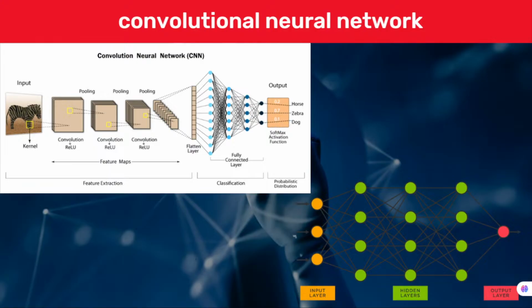ANN will work for normal classification, RNN will work for audio classification, and the convolutional neural network will work for image classification. So what is the meaning of this convolutional neural network, and how does it work exactly for image classification? You can see here.